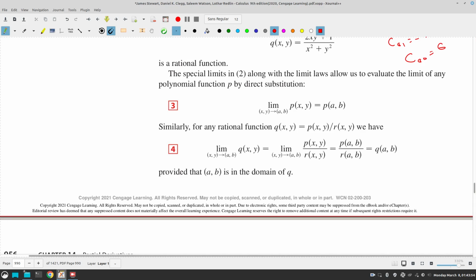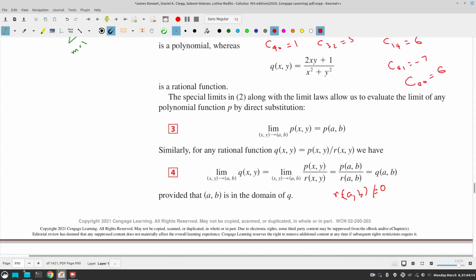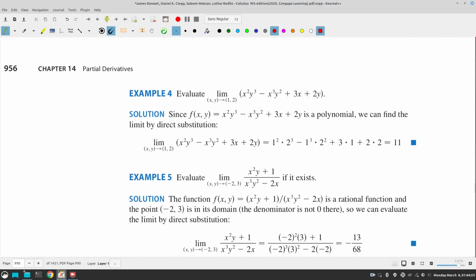And if you have a rational function, you should be able to evaluate P(a,b) over R(a,b), provided, of course, that R(a,b) is not equal to 0. So P over R. This is in fact the definition of continuity. This is continuity, meaning polynomials are continuous functions, even when it comes to two variables.